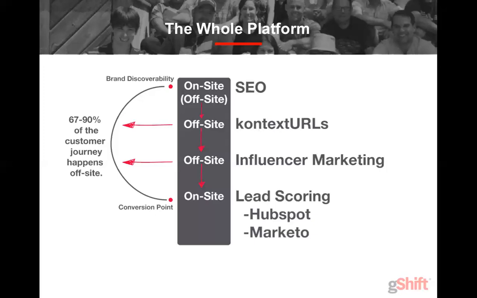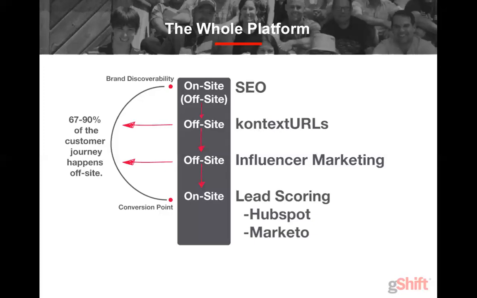Again, with that 67 to 90% of the customer journey happening off of the website, the truth is that the final conversion point is back on the website, right? And so if you're using a HubSpot or a Marketo or a Pardot or a SharpSpring or a Lead4mix, you're really only capturing and scoring the lead based on what's happening on the website. So we have integrations with HubSpot through our contextuals technology.